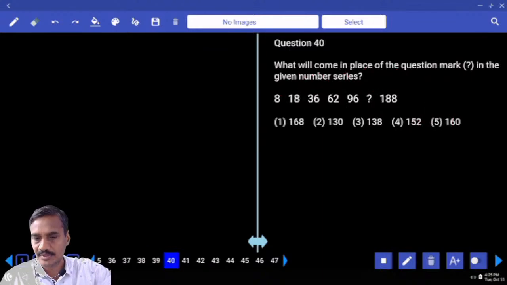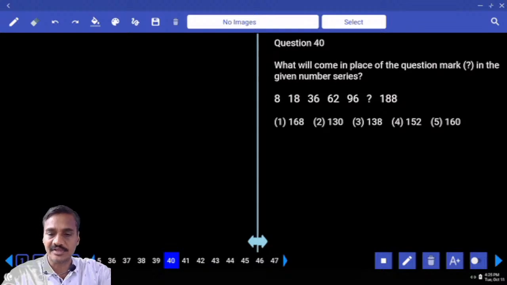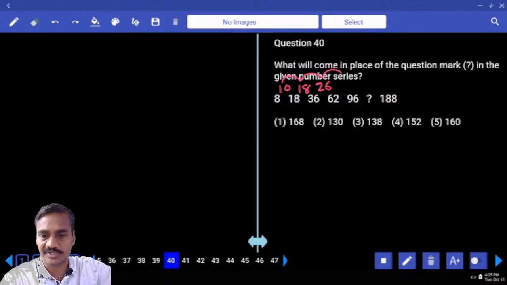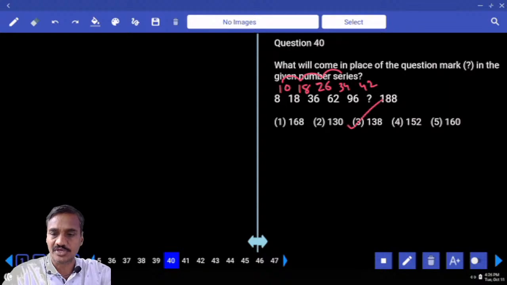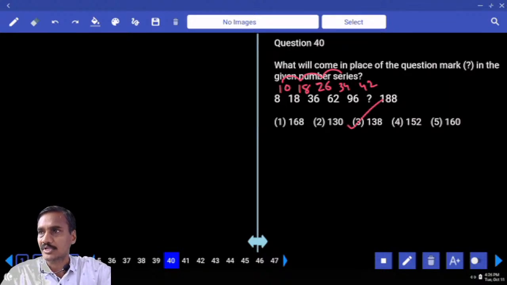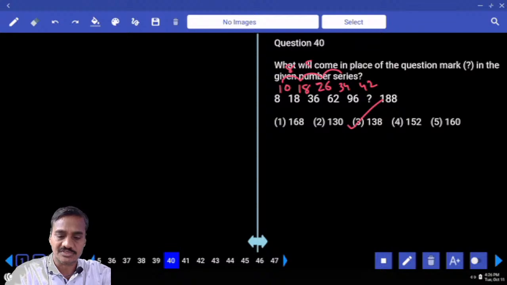Then 40. Now in this 40, 8 and 18, difference is how much? 10. 18 and 36, difference? 18. And 36 and 62, difference? 26. 26 కదా. Then 10 plus 8, 18 plus 8, 26 plus 8, ఎంత రావాలి? 34. 34 plus 8, 42. 96 plus 42 is 138. Choice 3, question number 40. Differences of difference, 8 is constant.